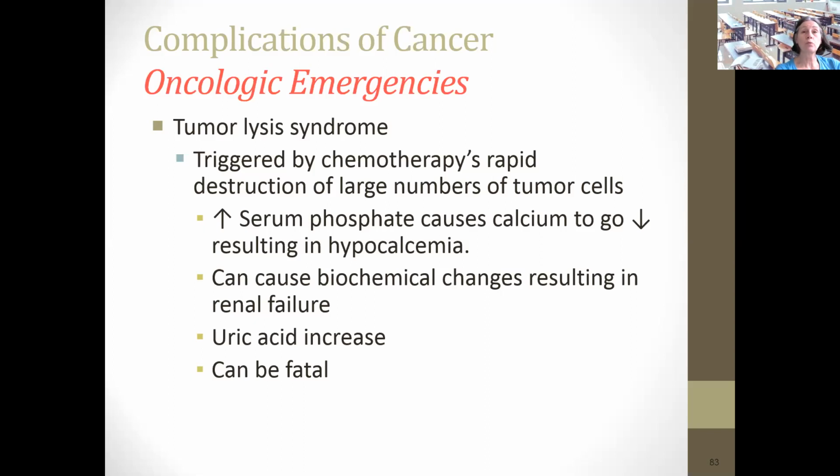And then it can cause renal failure. These metabolic changes put an extra taxation on your kidneys, causing renal failure. The uric acid levels will increase because inside the cell, there's a lot of uric acid, so they get hyperuricemia. Tumor lysis syndrome can be fatal within just a few hours if we're not cautious about it.